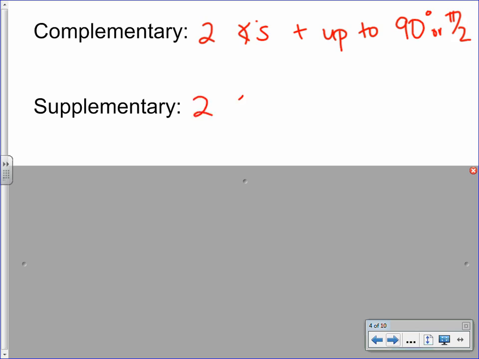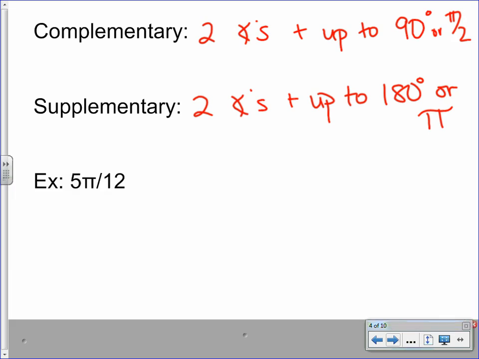Okay, two angles add up to 180 degrees, or how many radians? Pi radians. Okay, are you okay with my shorthand? I just put a plus sign instead of writing it out. Is that okay with everyone? Okay.